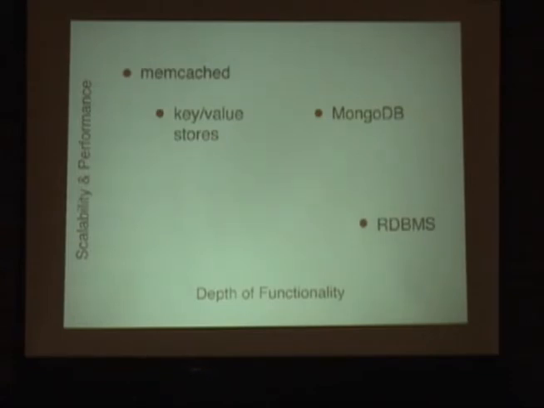And then all the way in the other corner we have the RDBMS, which has tons of functionality, complex transactions, etc. But it's not scalable, and it's not quite as performant. So with MongoDB, what we're trying to do is maintain the scalability and performance of these key value stores that we talked about, but push to the right as far as we can in terms of functionality. If there's functionality that we can add without degrading performance, it's something that we want to do.